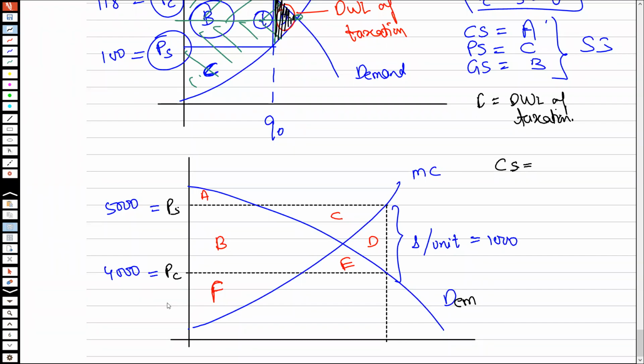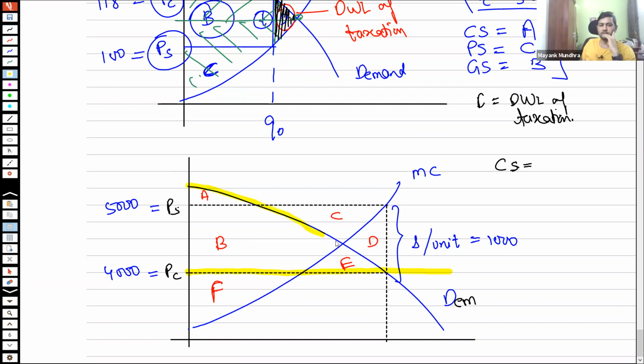What is the price, tell me through. A plus B. Okay. What is the price which consumers are paying? 4,000. This is the price. This is the demand. What is the quantity which is being sold in the market? This much, Q0.